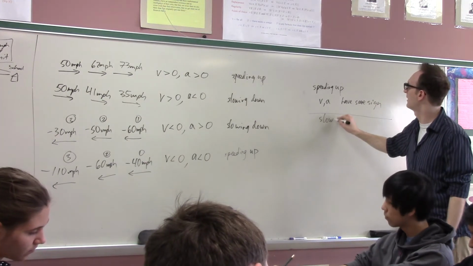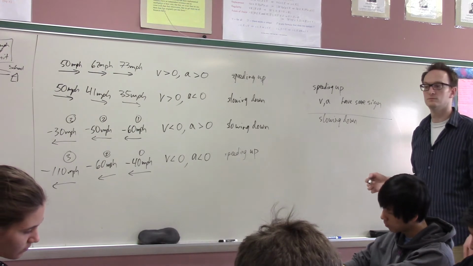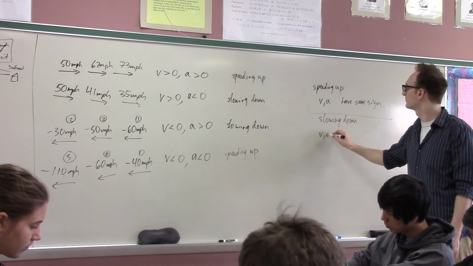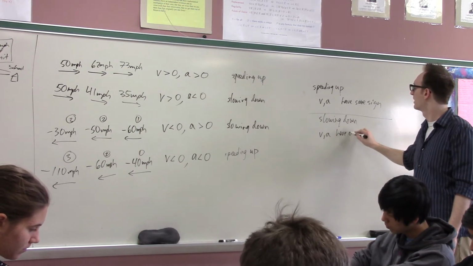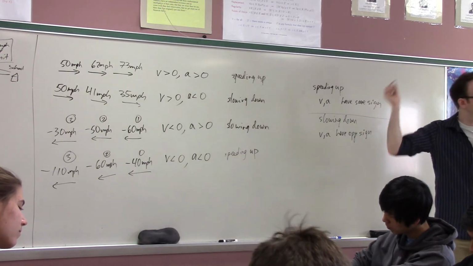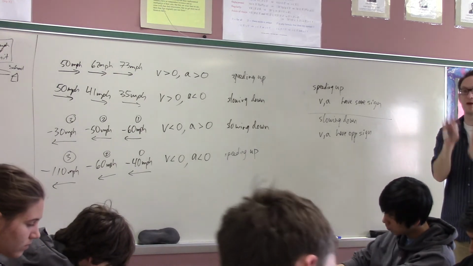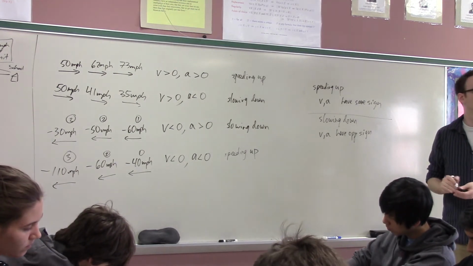And when am I slowing down? When the opposite does, yeah. Because I'll be slowing down when I'm either going in a positive velocity and it's getting smaller, or I'm going in a negative velocity and it's getting bigger, but by bigger we mean less negative. Cool? It's really not that hard.